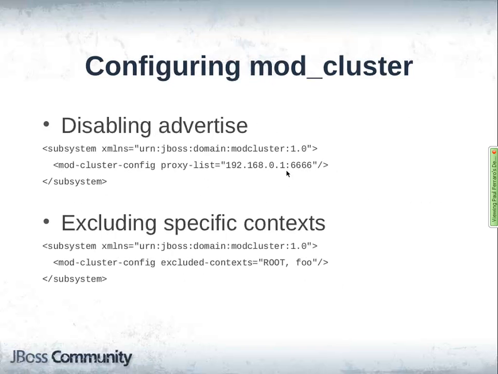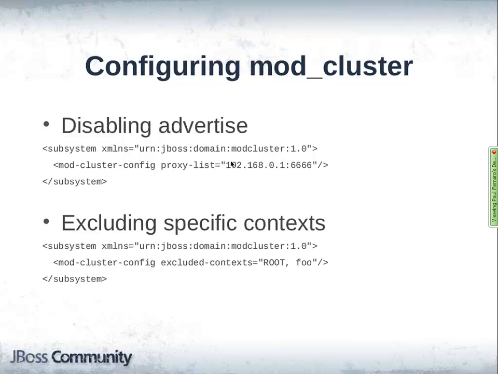So how would I configure Mod Cluster? Let's say I'm running in an environment where I don't want to use multicast, and I want to specify the address of my load balancer explicitly. What I do is I get rid of the advertised socket binding, and in its place I enumerate the proxy. I enumerate the address and port of the proxy, or of the load balancer itself, that I want to communicate with.